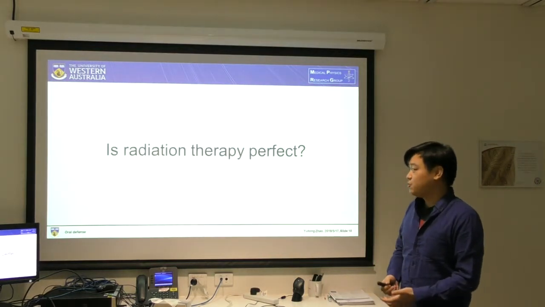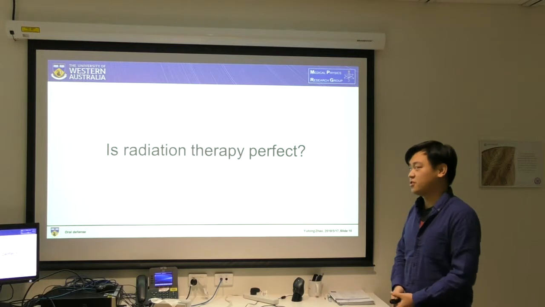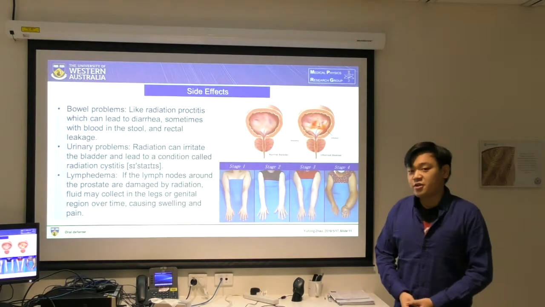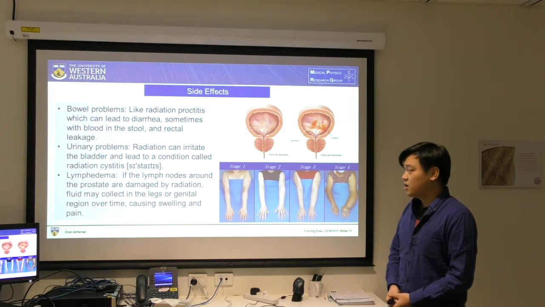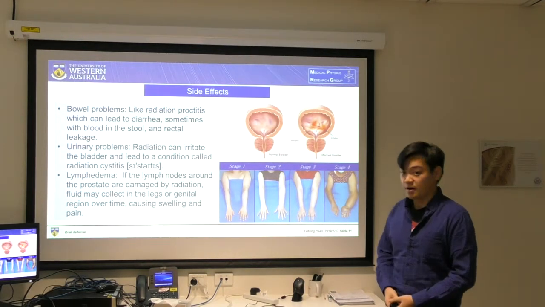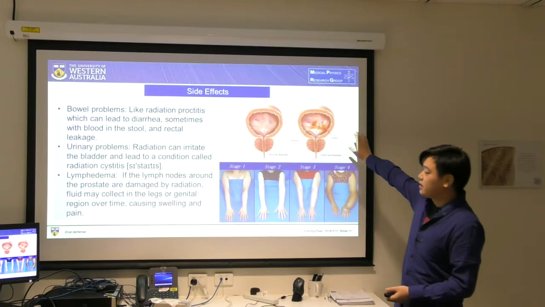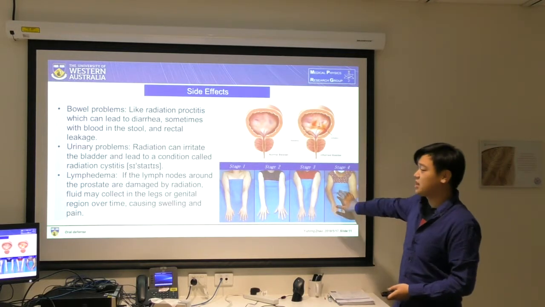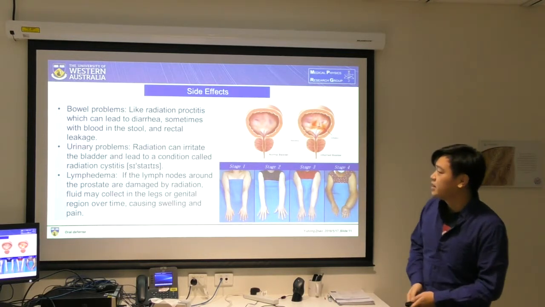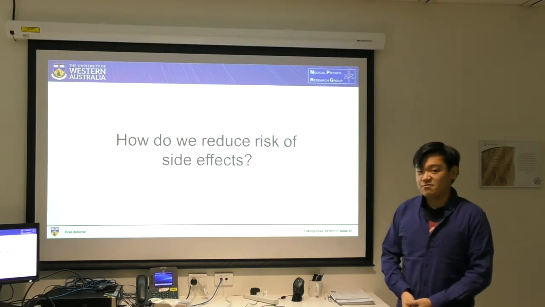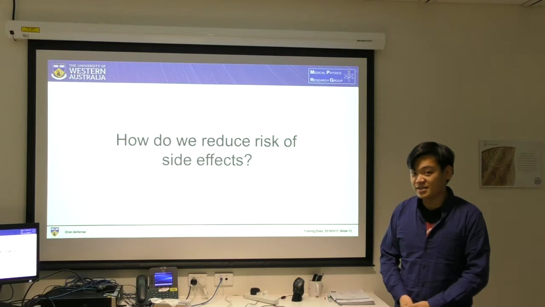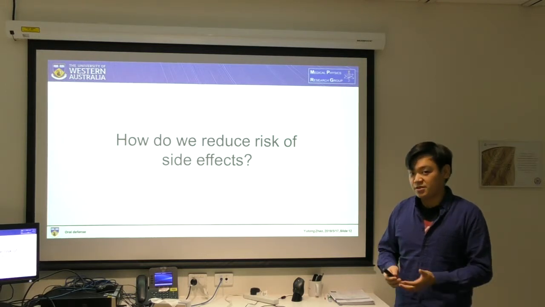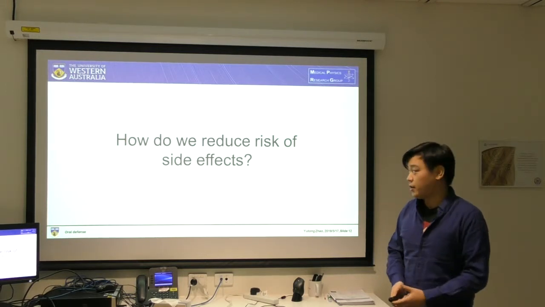So does that mean that radiation therapy is perfect? The answer apparently is no. Radiation therapy will cause many side effects, including bowel problems, urinary problems, and lymphedema. Here is an example of the urinary problems, and here's an example of the lymphedema. Since we have so many side effects, we need to find a way to reduce the risk of side effects. One of the best ways is to reduce the irradiated area.